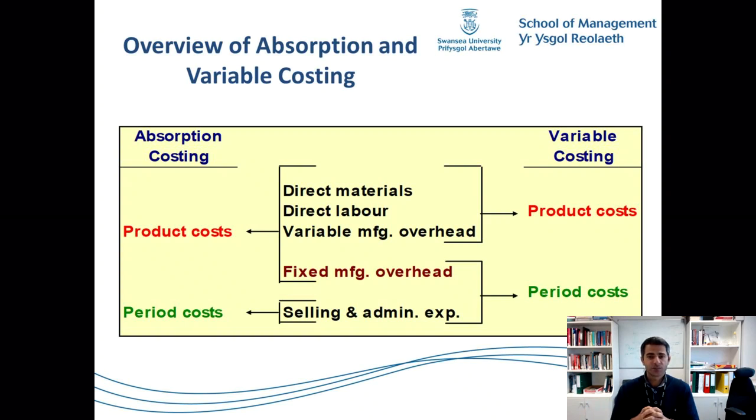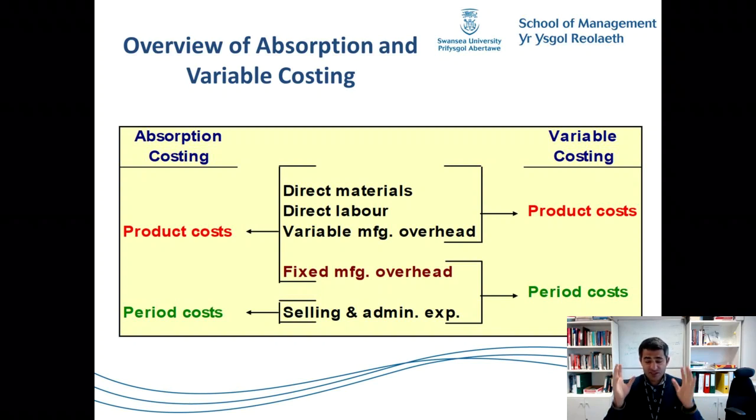It is considered to be product cost under absorption costing. The only costs we classify as a period cost are the selling and admin expenses, which are not related directly to manufacturing the product, such as advertising, etc. Now, as you see here, under absorption costing, we have the product cost, which we call the manufacturing cost, and we have the period cost, which we call the non-manufacturing cost. So remember these two terms, product cost and period cost.